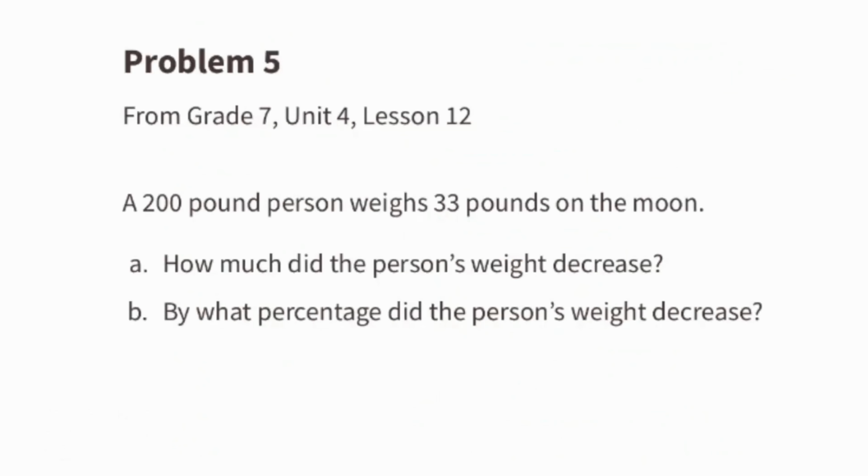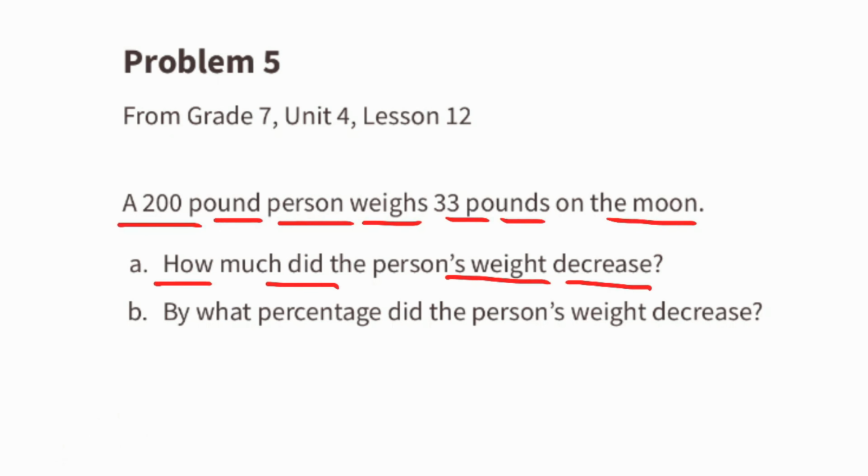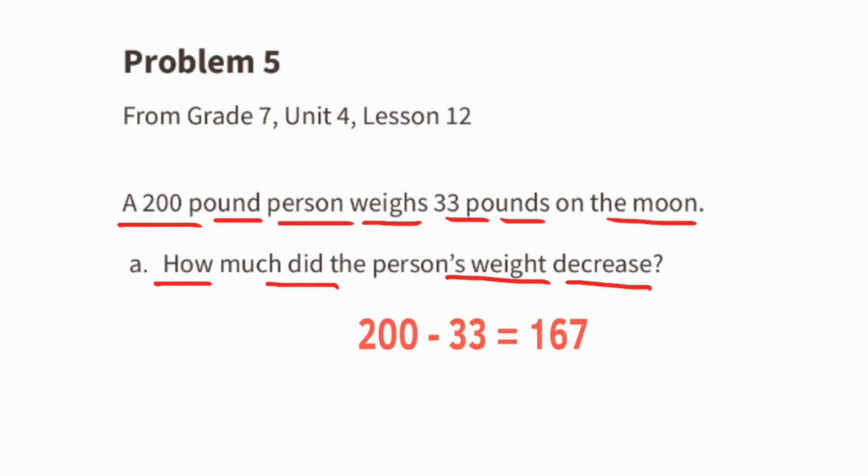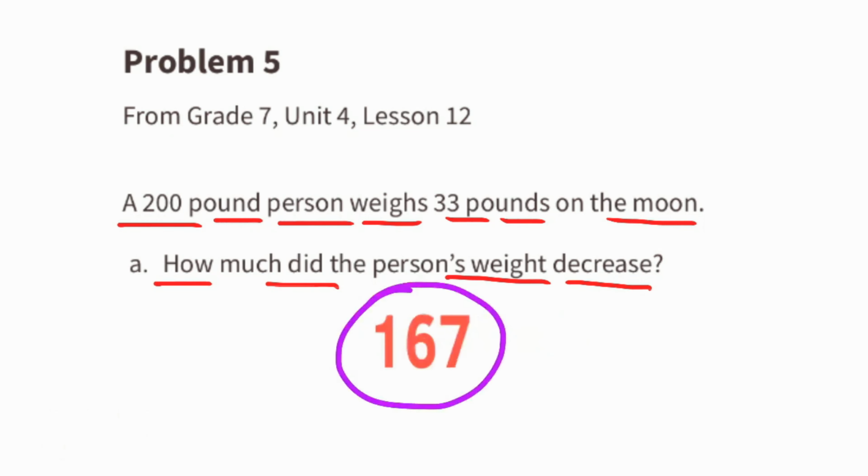Problem number 5, from 7th grade, Unit 4, Lesson 12. A 200-pound person weighs 33 pounds on the moon. A. How much did the person's weight decrease? To find the difference, we can subtract. Let's use the numbers they gave us first. 200 minus 33. That's 167. 200 minus 167 is 33. The person's weight decreased 167 pounds.